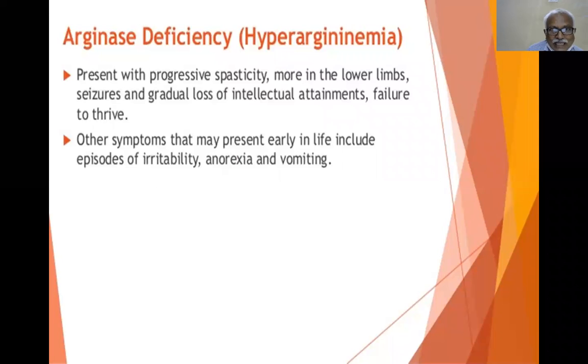So progressive spasticity, more in the lower limbs, seizures, gradual loss of intellectual attainments, failure to thrive. Other symptoms present early in the life include episodes of irritability, anorexia, and vomiting.